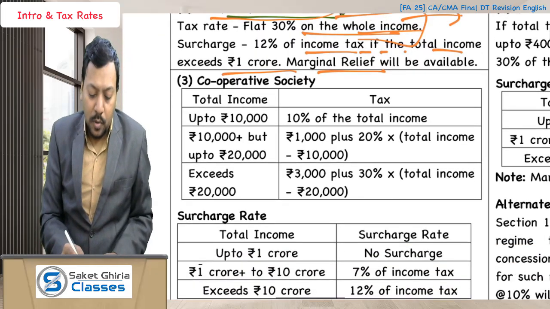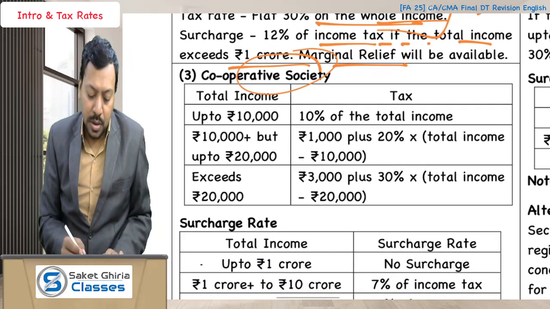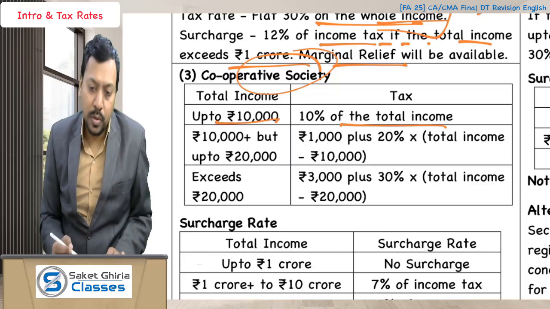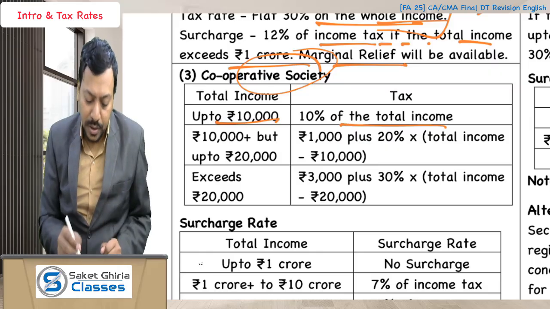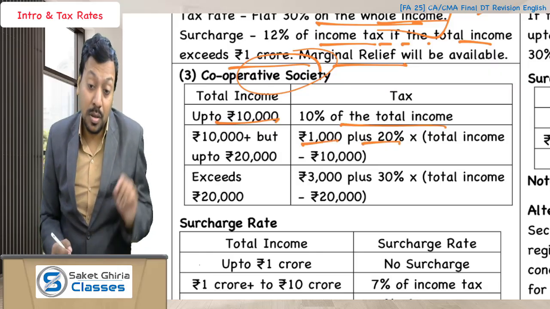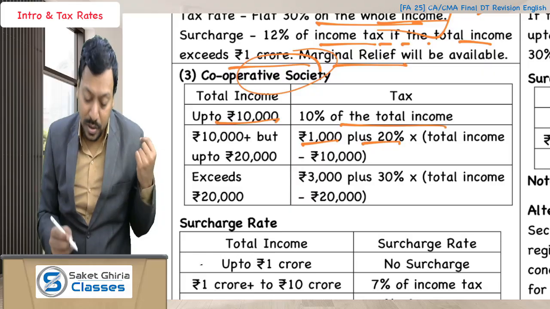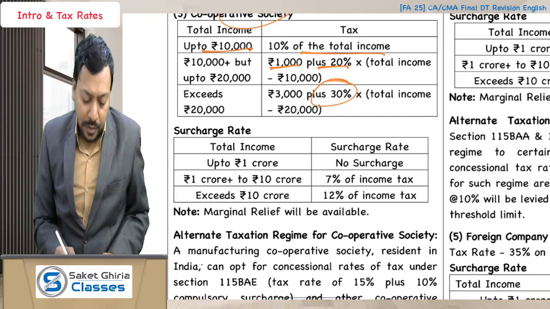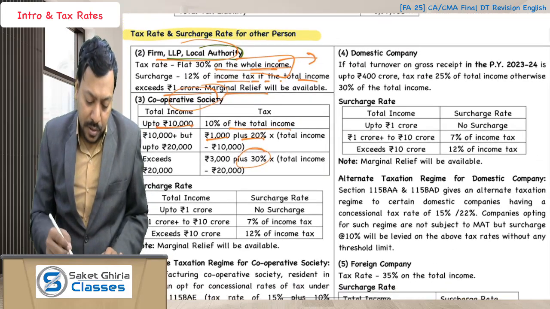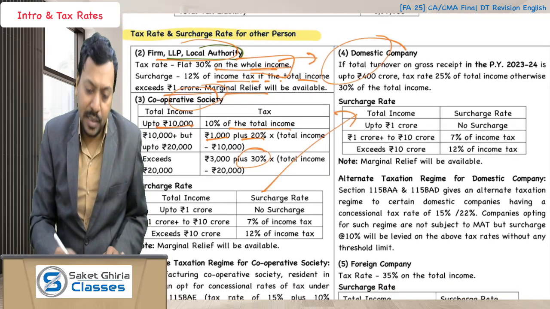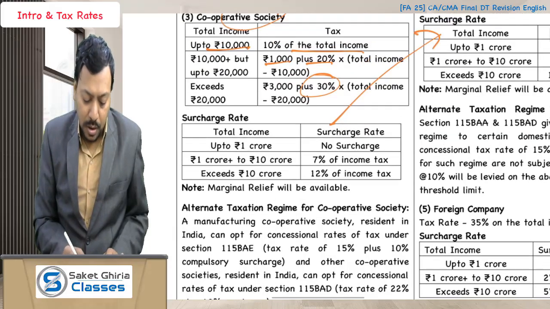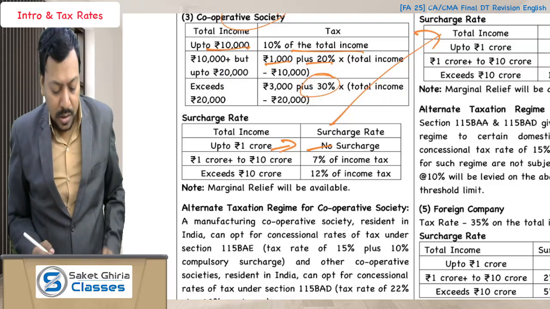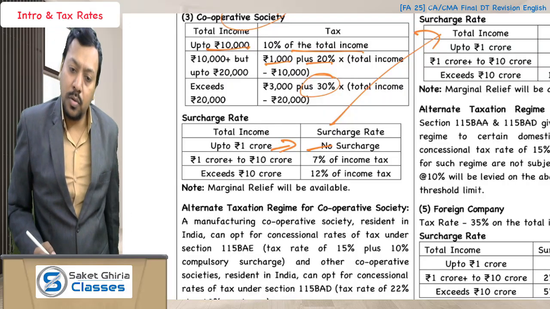What about cooperative society? Dear friends, if the total income of a cooperative society is up to rupees 10,000, tax is 10% of the total income. For 10,000 to 20,000, it is 1,000 plus 20%. If it exceeds rupees 20,000, then 3,000 plus 30%. The surcharge rate for cooperative society and domestic company is the same. If the total income is up to 1 crore, no surcharge. 1 crore to 10 crore, 7% surcharge. More than 10 crore, 12% surcharge.